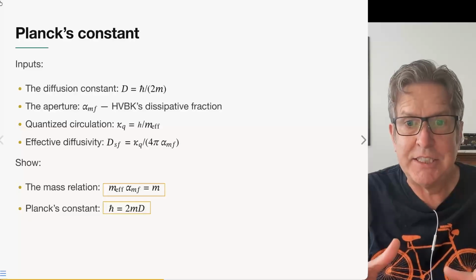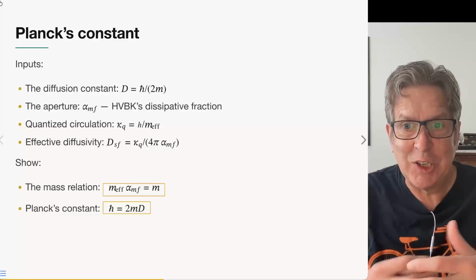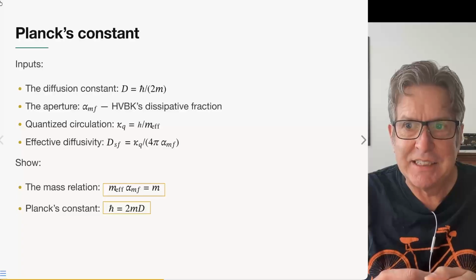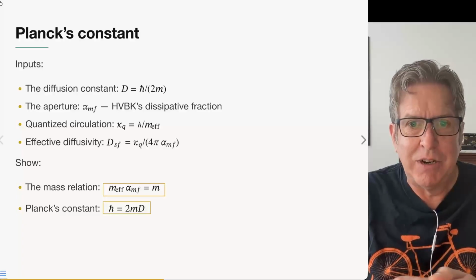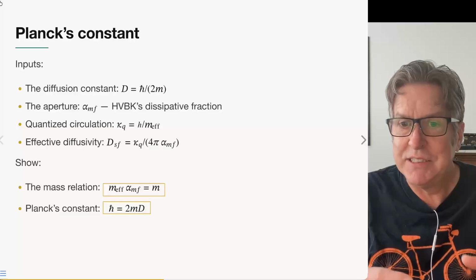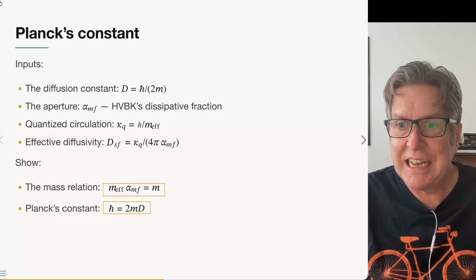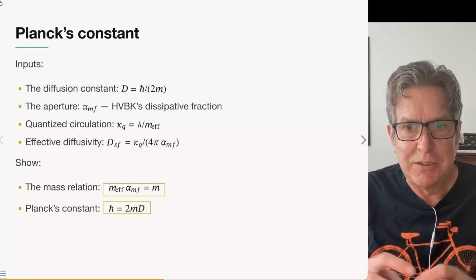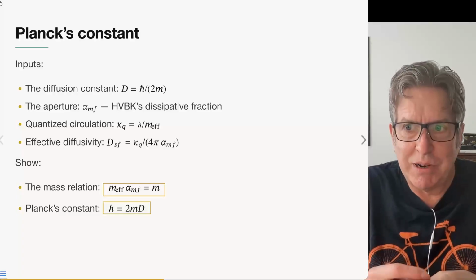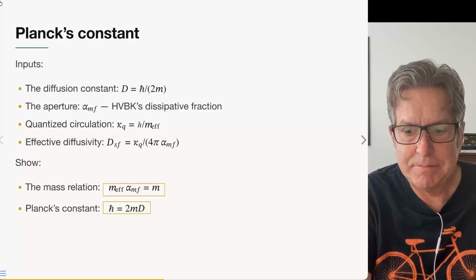And the mass relation is where you can see that inner layer. The effective mass is energy including the hidden spin, where the value alpha m_f is the aperture, the fraction that leaks out that we measure. So the effective mass only shows with a probe strong enough to break through that inner layer.